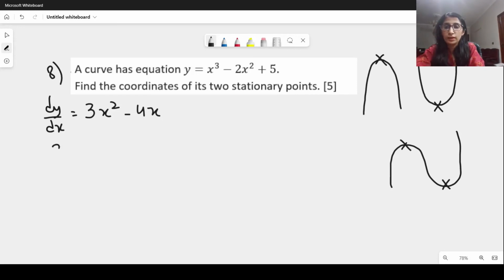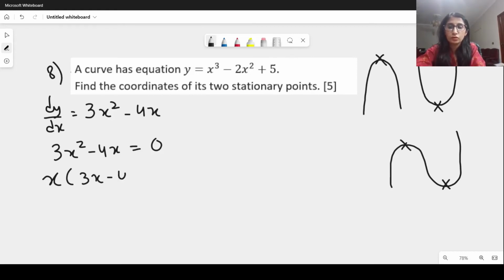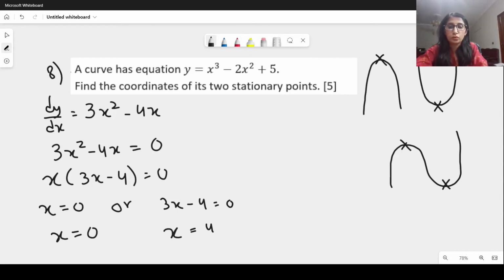Next we equate the derivative to 0. Now I need two values of x. So I could just take x common. So I'm getting x(3x minus 4) equals 0. So x equals 0, or 3x minus 4 equals 0. So one of the coordinates is x equals 0, the other one is x equals 4 by 3.